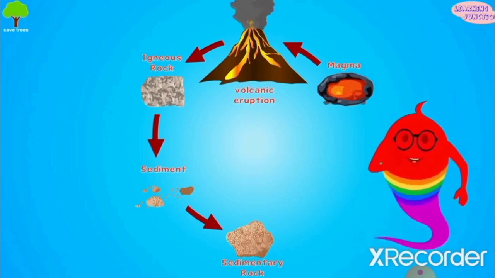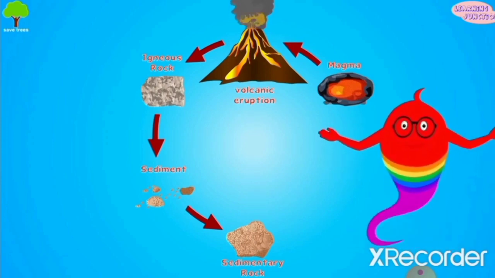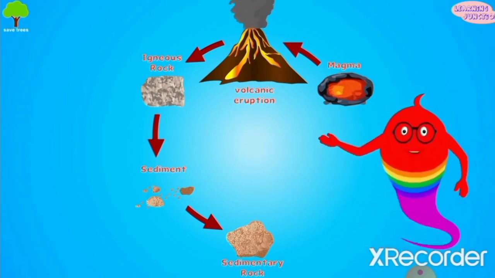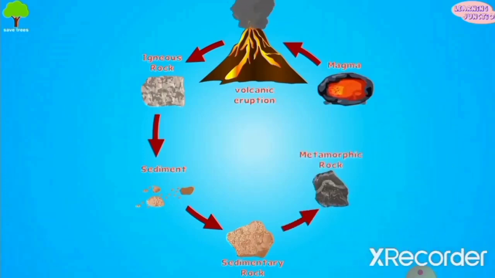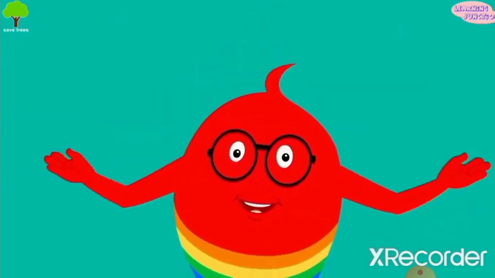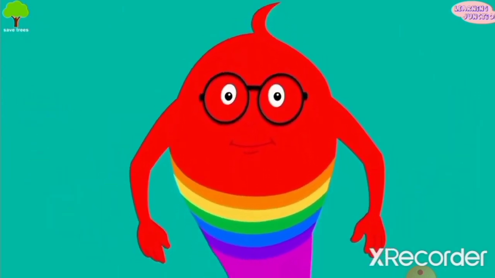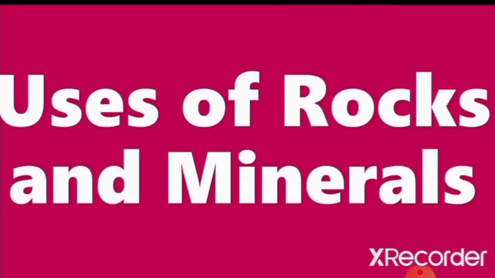Slowly, this sedimentary rock goes deep into the Earth's crust. When the heat and pressure get high, the sedimentary rock will metamorphose into a metamorphic rock, and the cycle will start all over again. Now you know a lot about rocks. So the next we should be looking at is the uses of rocks and minerals.